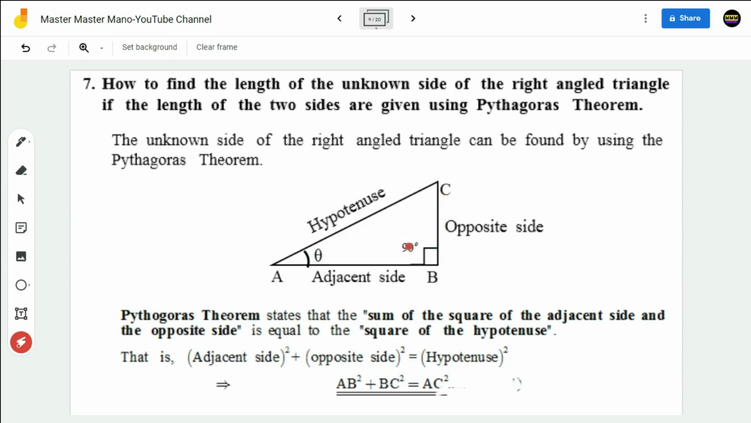The side opposite to 90 degree is the hypotenuse. That is, the side AC is the hypotenuse. After naming the opposite side and the hypotenuse, the third side AB is the adjacent side.